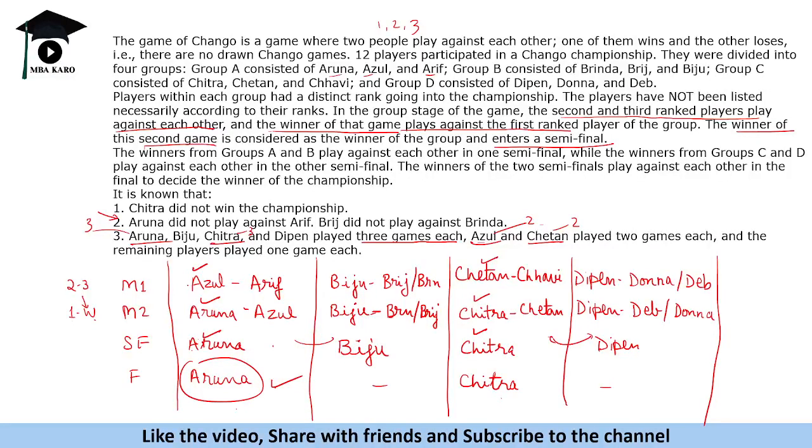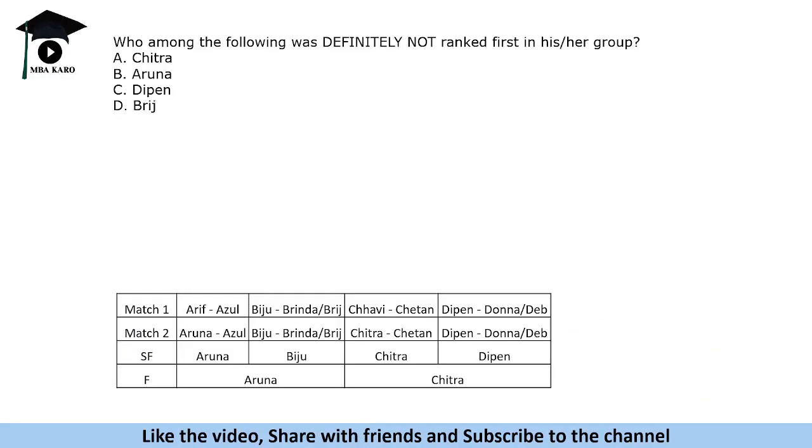Now let us look at the questions. Who among the following was definitely not ranked first in his or her group? Okay. Now, what is a first ranker? The first ranker will not play this match. The first ranker will appear for the first time here. So if we talk about Chitra, Chitra is the first ranker. She did not play here. She directly played this match.